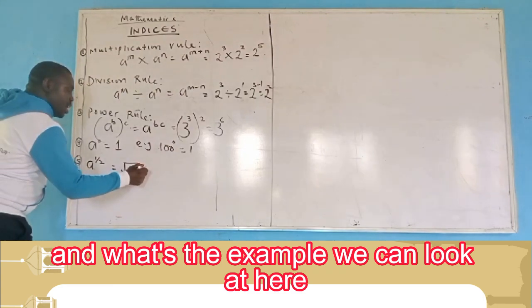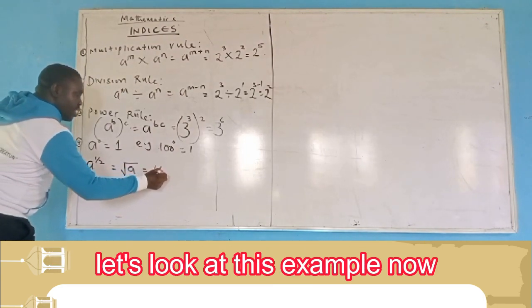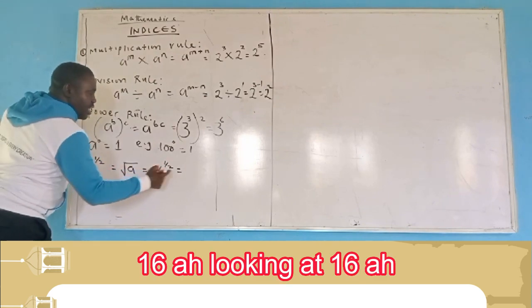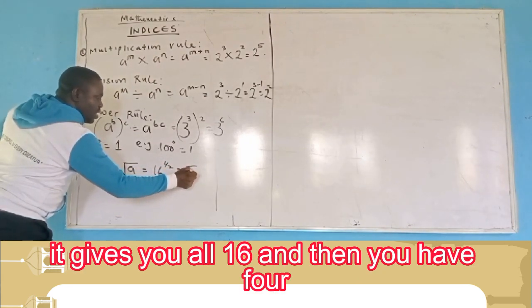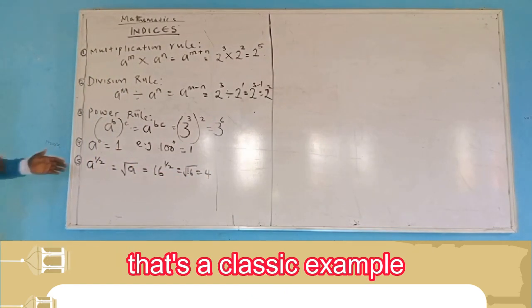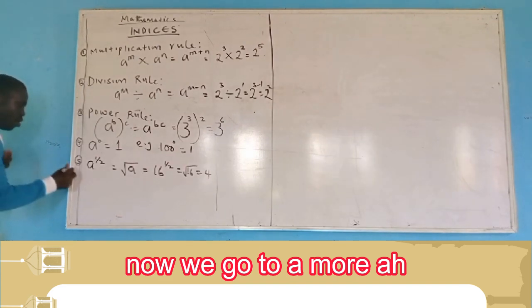What's the example we can look at here? Let's look at this example now. 16 raised to one half gives you root 16, and then you have 4. That's what you have there. That's a classic example.